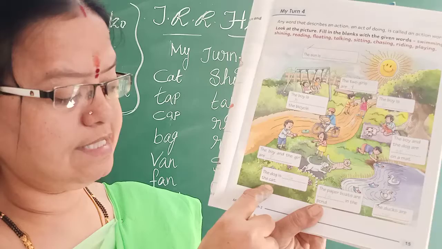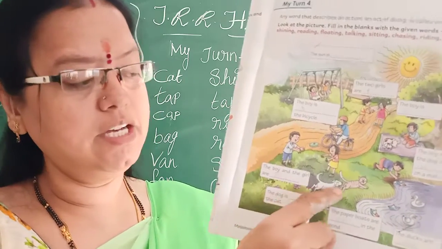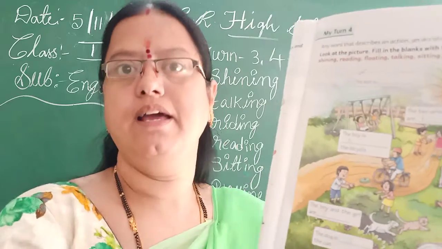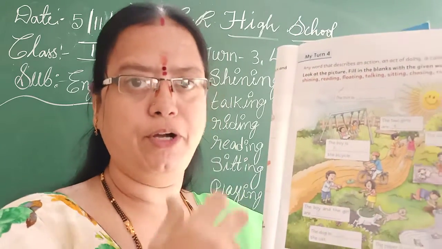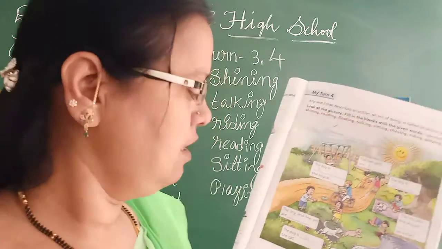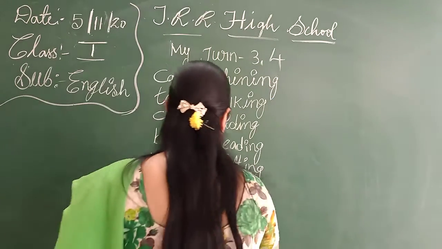The dog is dash the cat. Here, what is the dog doing? See properly. Yes, chasing. The dog is chasing the cat. Yes, chasing. What is the chasing spelling?